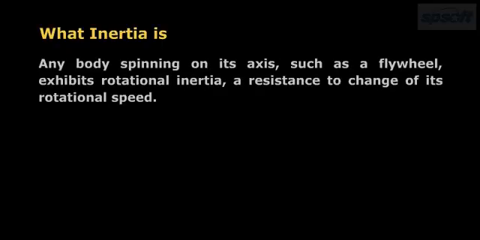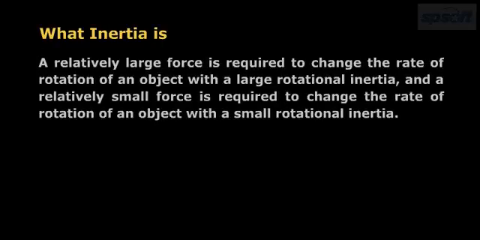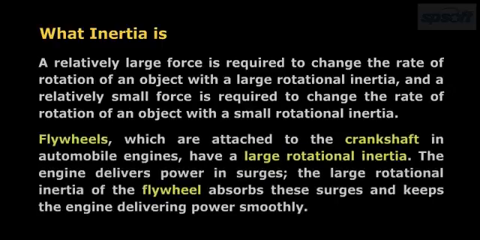Any body spinning on its axis, such as a flywheel, exhibits rotational inertia, a resistance to change of its rotational speed. A relatively large force is required to change the rate of rotation of an object with a large rotational inertia, and a relatively small force is required to change the rate of rotation of an object with a smaller rotational inertia. Flywheels, which are attached to the crankshaft in automobile engines, have a large rotational inertia.